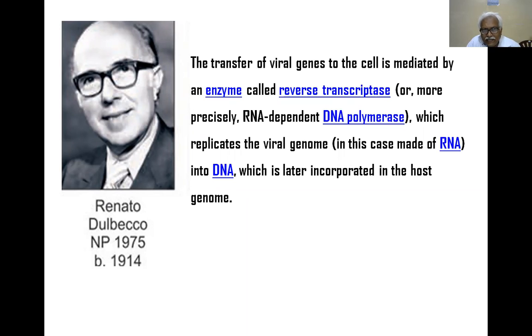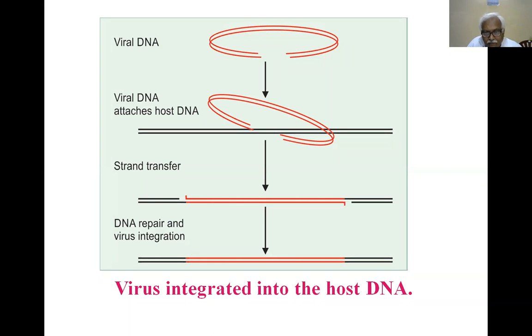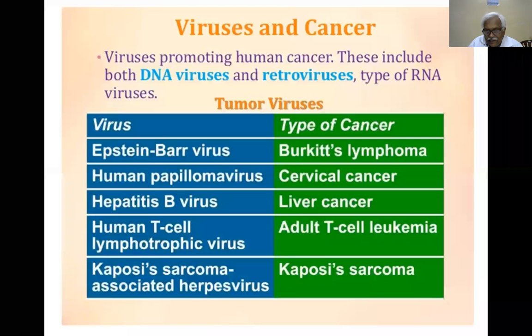So this converts the viral genome made up of RNA into DNA, and later it is incorporated into the host genome. So viral DNA attaches to the host DNA, and one strand will be transferred, and DNA repair and virus integration will take place into the host DNA variants. That's all.